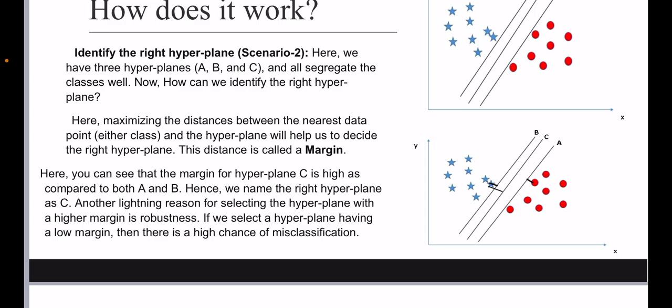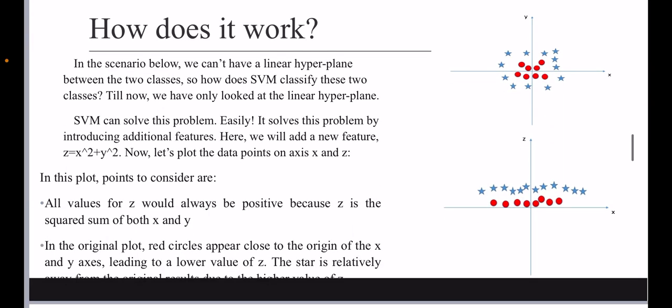Another reason for selecting the hyperplane with a higher margin is robustness. If we select a hyperplane having a low margin, then there is a high chance of misclassification.